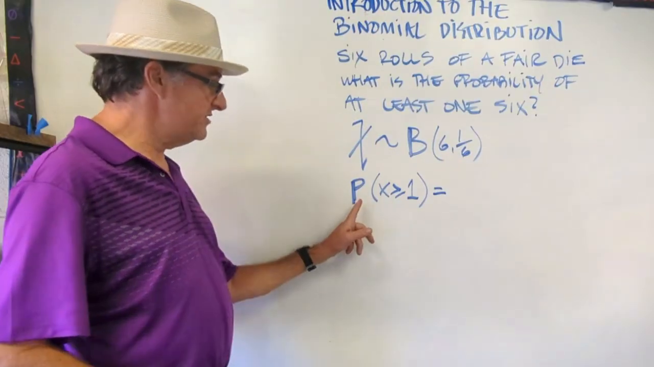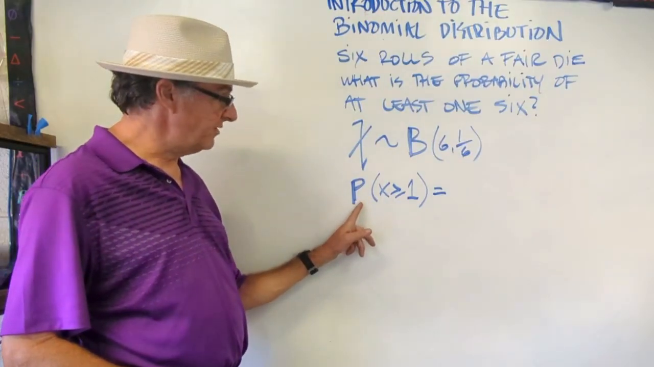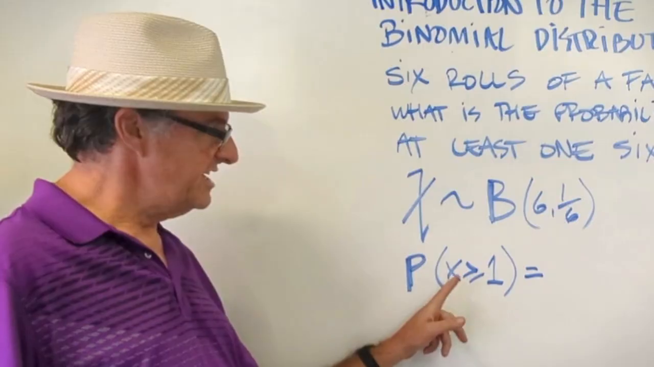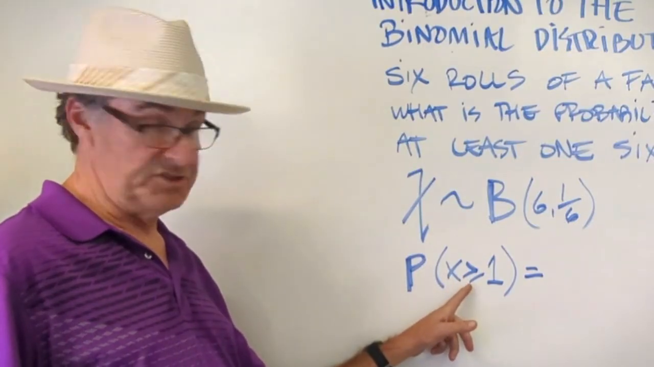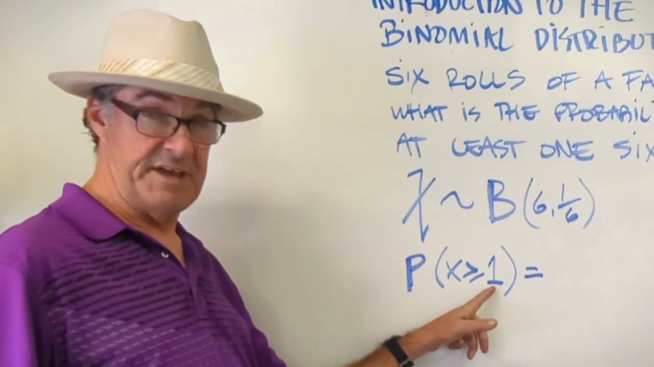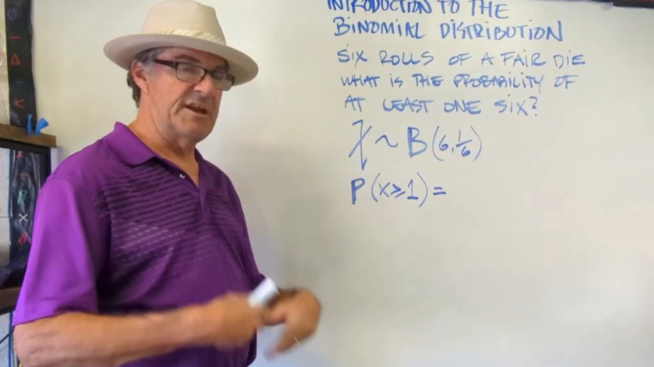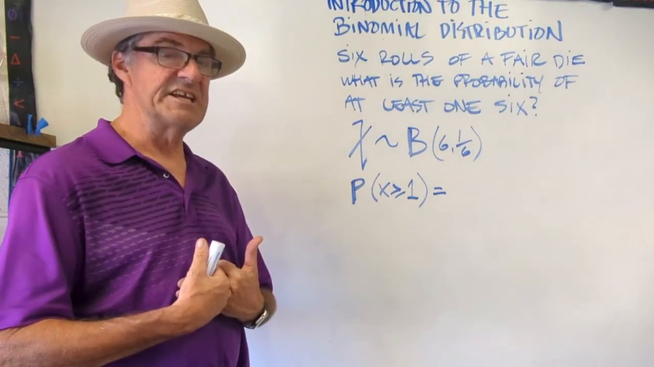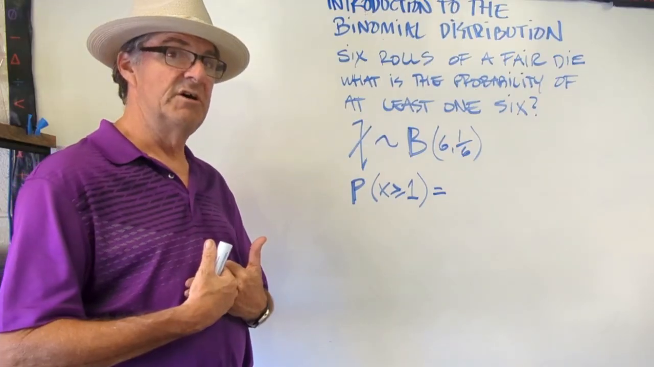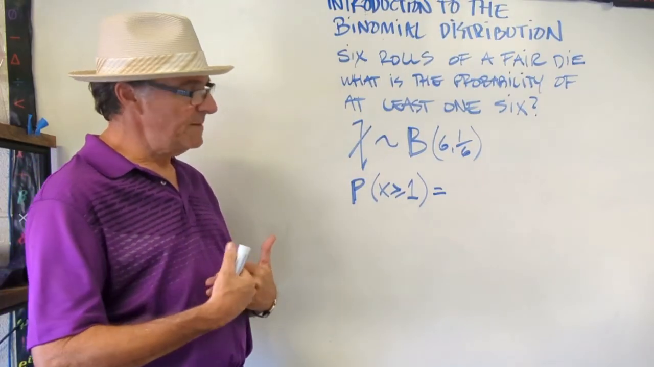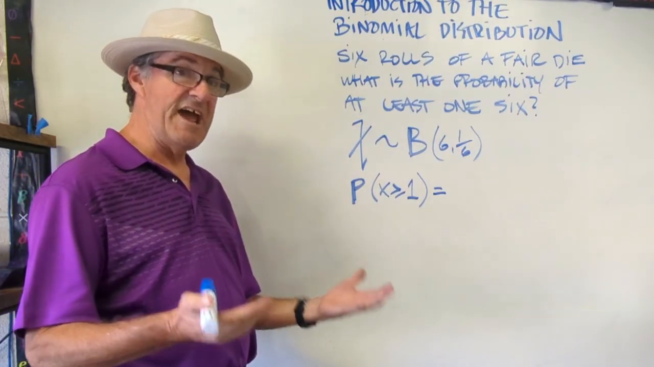So here is the probability statement, what we're after. That our random variable x is greater than or equal to 1 success, that we have at least 1 success. There's another way to state this that's going to make things a whole lot easier. Pause the video. Think about that. It's something about the total probability of every situation.